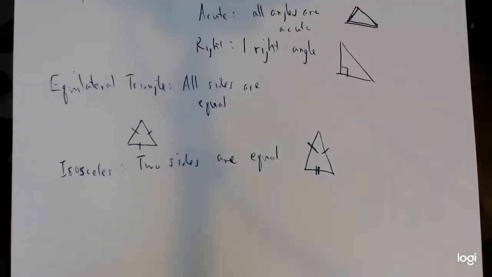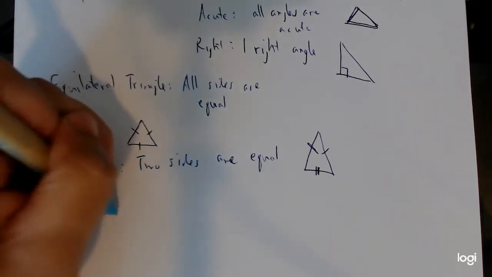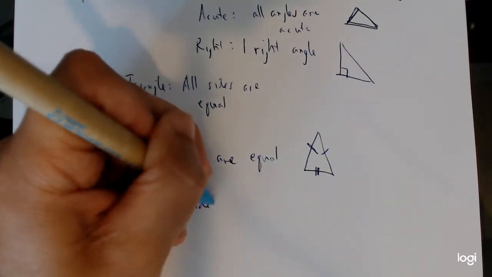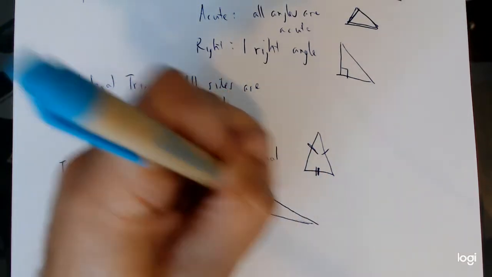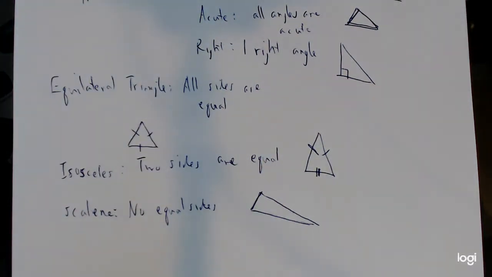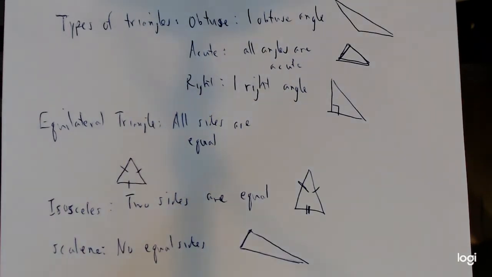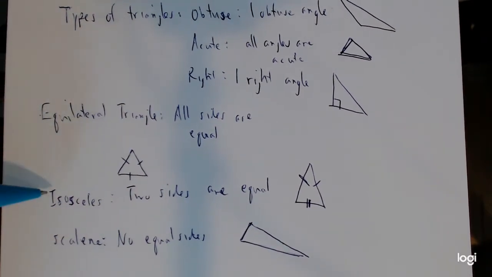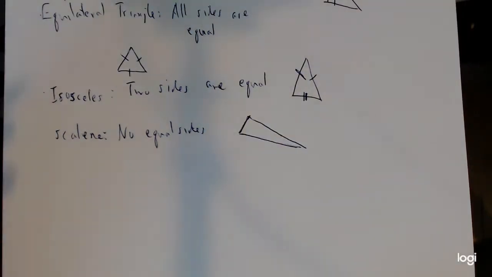And then the last type of triangle we have is a scalene, where none of the sides are equal. So maybe something like this, where none of the sides are the same length. Okay, so that's what a scalene triangle is. So these are the classifications of triangles. We have obtuse, acute, and right, and then in terms of sides, equilateral, where all the sides are the same, isosceles, where only two of the sides are equal, and scalene, where none of the sides are equal. Okay, so with that said, now let's get into our properties of triangles.